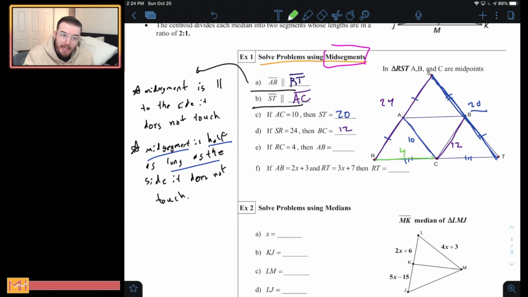How long is AB? Well, AB is half of RT. Well, RC is half of RT, right? And here's the other half. It's 4. So the whole thing's 8, but half of that is, of course, 4. So this half is always going to be the same as the mid segment, right? Because it's half the entire side. So the whole side's 8. So half that's simply 4.